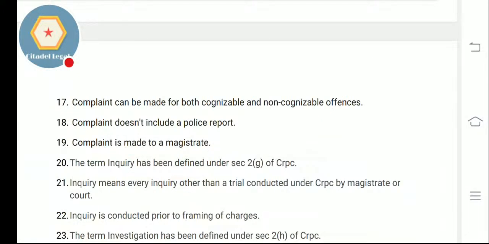19, complaint is made to a magistrate. So a complaint is always made to a magistrate. Always remember that to the police authorities we give information, which in turn the police records as first information received by the police officer. That is the provision of the FIR. Whenever it comes to the terminology of complaint, a complaint is made to a magistrate only.